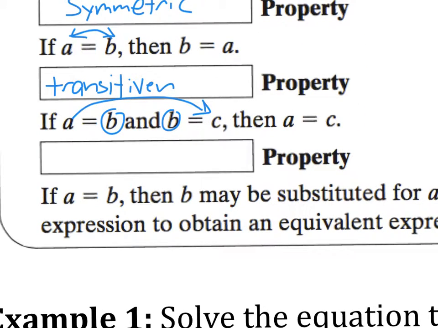All right, and this one here, if A is B, then B can substitute. Hey, look, there's the word right there, substitution property. Substitution property. Just, in other words, you can erase and replace.